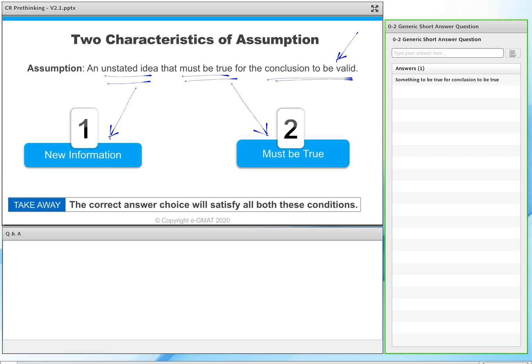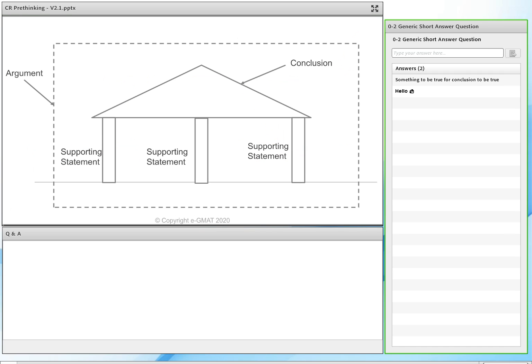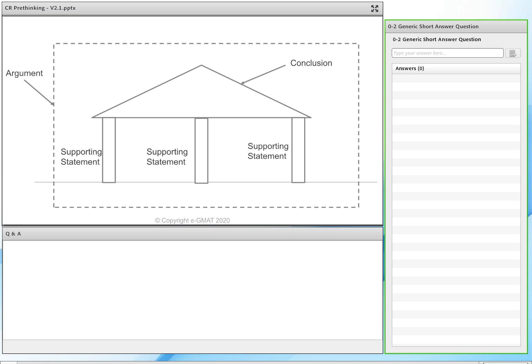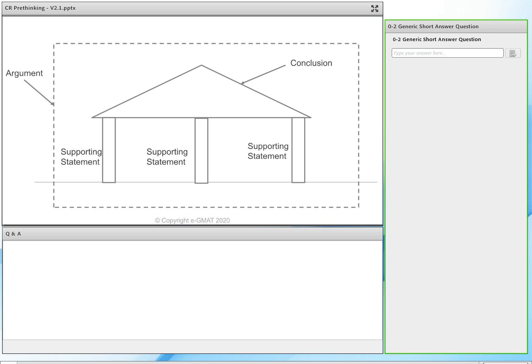Just make sure. Yes. Now, I want you to visualize the aspect of assumption. Let's assume that we convert an argument into a house, where the conclusion is the roof, and you have three supporting statements that are pillars that are supporting the roof. Now, again, remember, an assumption is an unstated idea, but let's assume that we remove the unstated constraint, because I want to emphasize the must be true aspect of the assumption here. So you have three pillars which are supporting your conclusion, which is your roof.